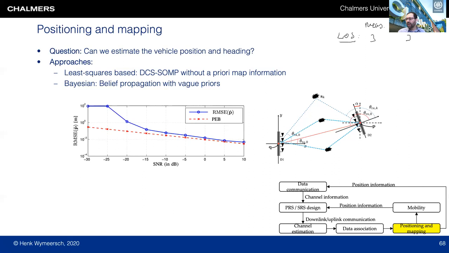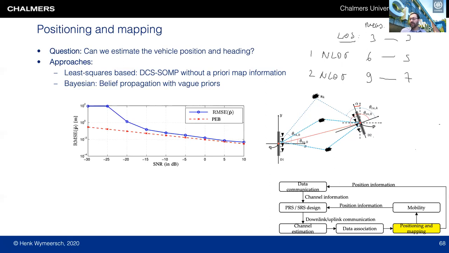If we add one additional path, we will have three more measurements. So we'll have six measurements and we will have five unknowns. If we have two non-line of sight paths, we will have nine measurements and seven unknowns. So you see that this difference will grow. We get more and more measurements and the number of unknowns doesn't grow as fast. So we should be able to estimate all of the parameters.